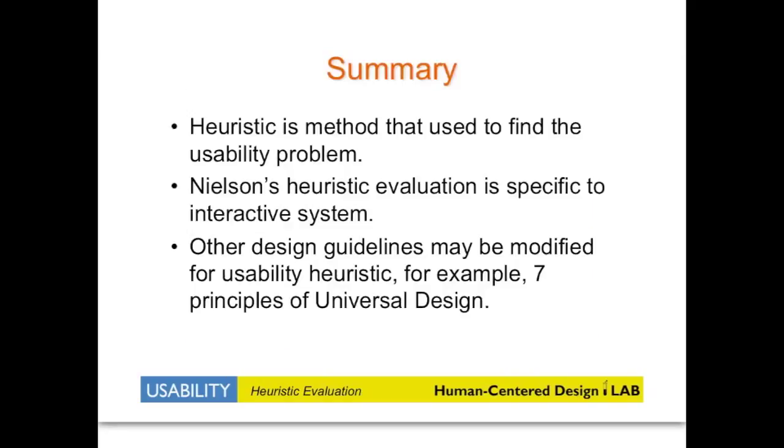So the summary of this lecture is that the heuristic evaluation method is used to find usability problems, and Nielsen's heuristic evaluation is specific to interactive systems, while the 7 principles of universal design we could use, using their guidelines, to modify for a disability heuristic as well.